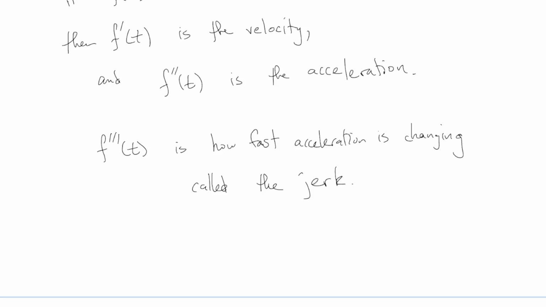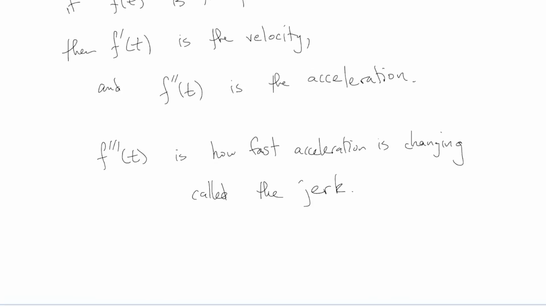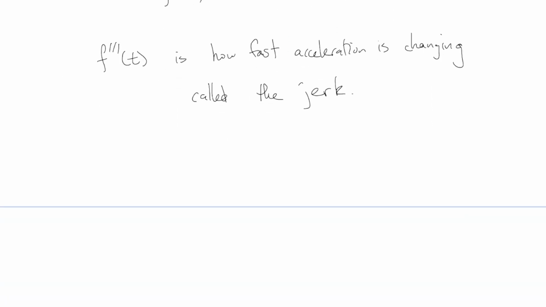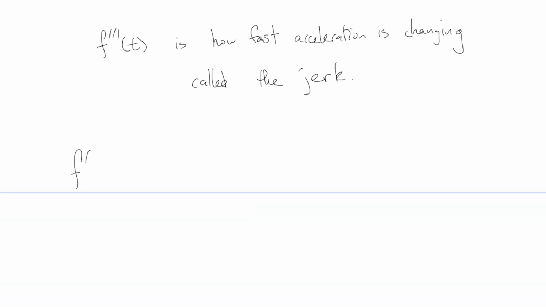Anyway, that's the third derivative, which we're not really going to talk about. We are going to talk about the second derivative, though, which in physics represents the acceleration. It represents other things, though, in other areas of life. F double prime is how fast f prime is changing.